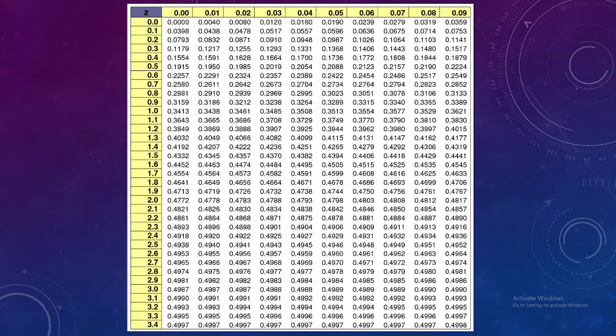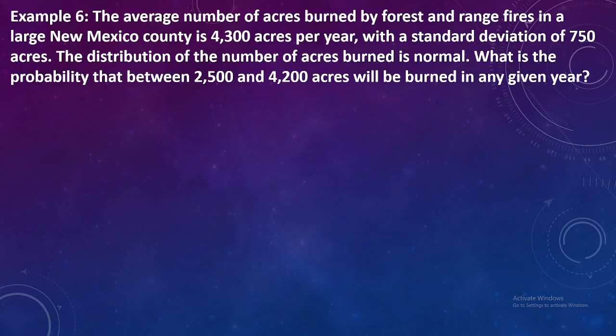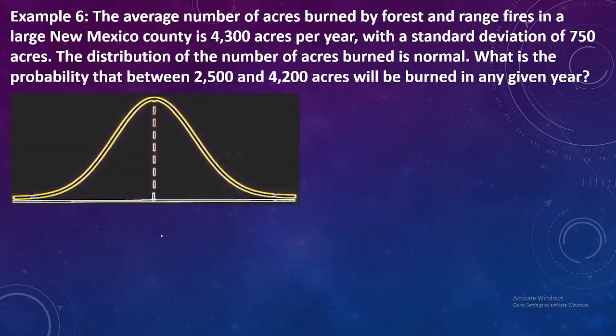Okay? Example number 6. The average number of acres burned by the forest and range fires in New Mexico. So take note, this is 4,300. This is the mean. That's the mean, 4,300. The standard deviation is simply 750.